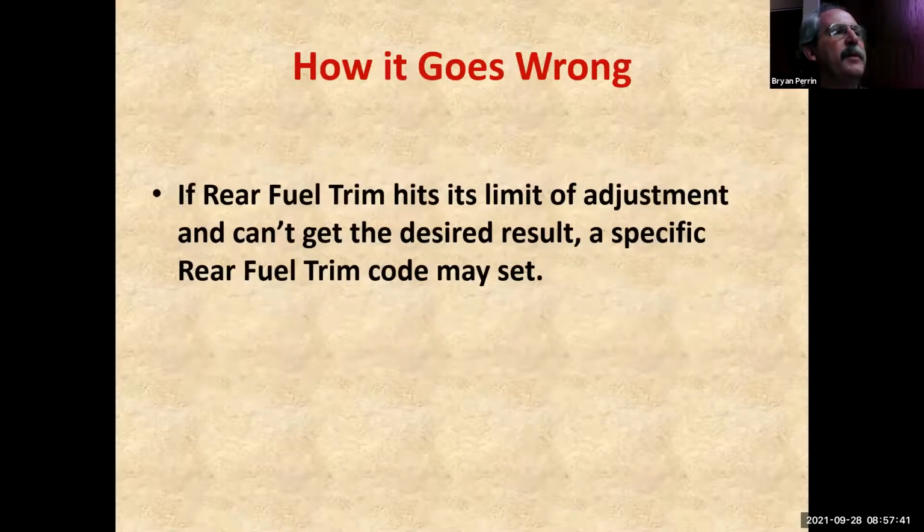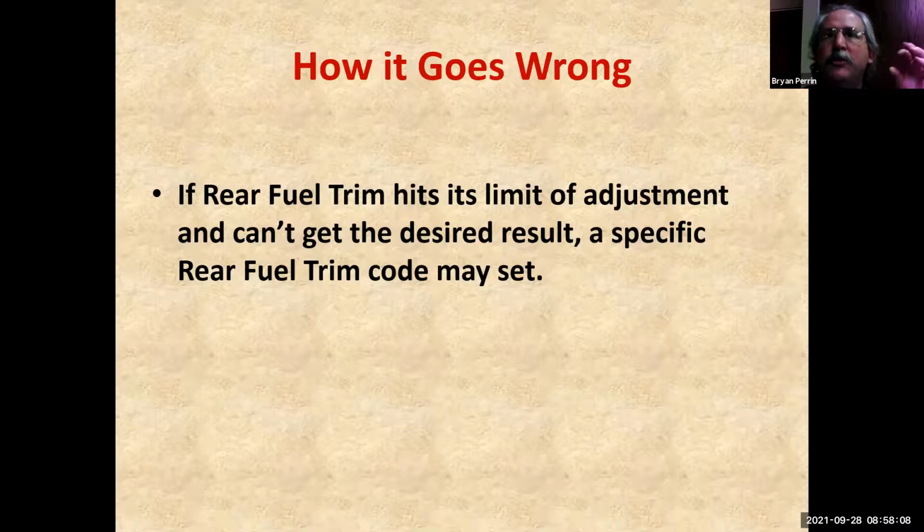So if rear fuel trim hits the limit of adjustment and can't get the desired result, a specific rear fuel trim code may set. Which Chrysler does, even in 2005, but many manufacturers didn't. So many manufacturers would set a code for oxygen sensors or even set a code for front oxygen sensors, and it's actually a rear fuel trim fault.